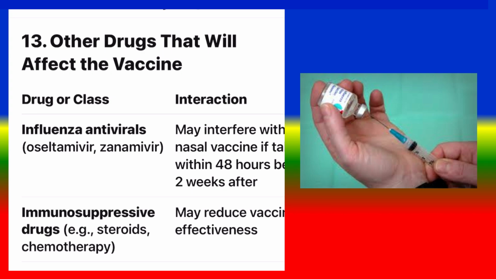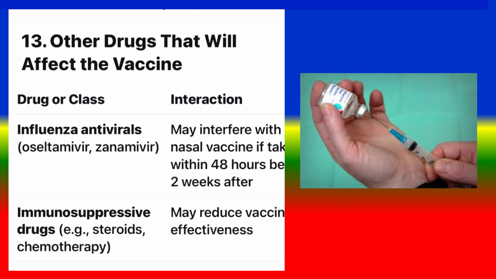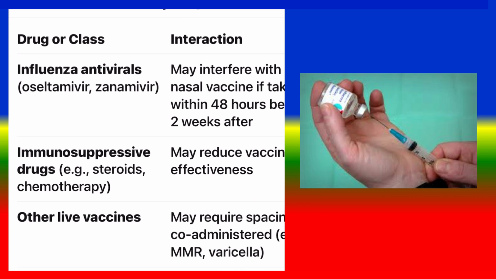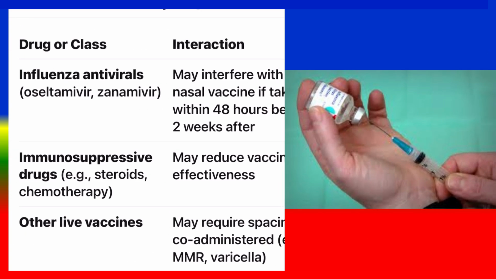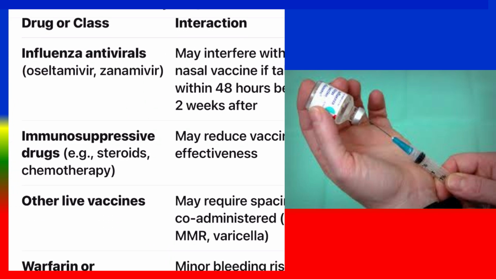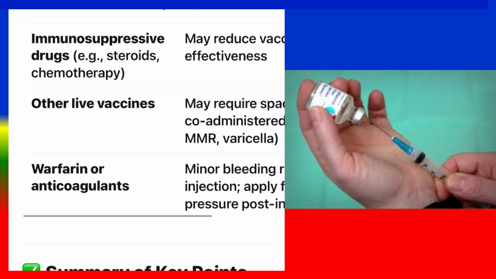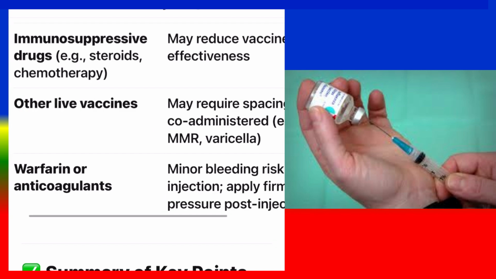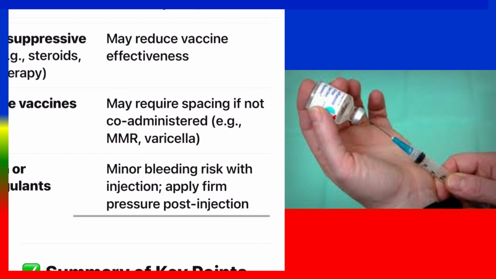13. Other drugs that will affect the vaccine. Interactions: influenza antivirals, oseltamivir, zanamivir, may interfere with live nasal vaccine if taken within 48 hours before or 2 weeks after. Immunosuppressive drugs, e.g., steroids, chemotherapy, may reduce vaccine effectiveness. Other live vaccines may require spacing if not co-administered, e.g., MMR, varicella. Warfarin or anticoagulants: minor bleeding risk with injection, apply firm pressure post-injection.